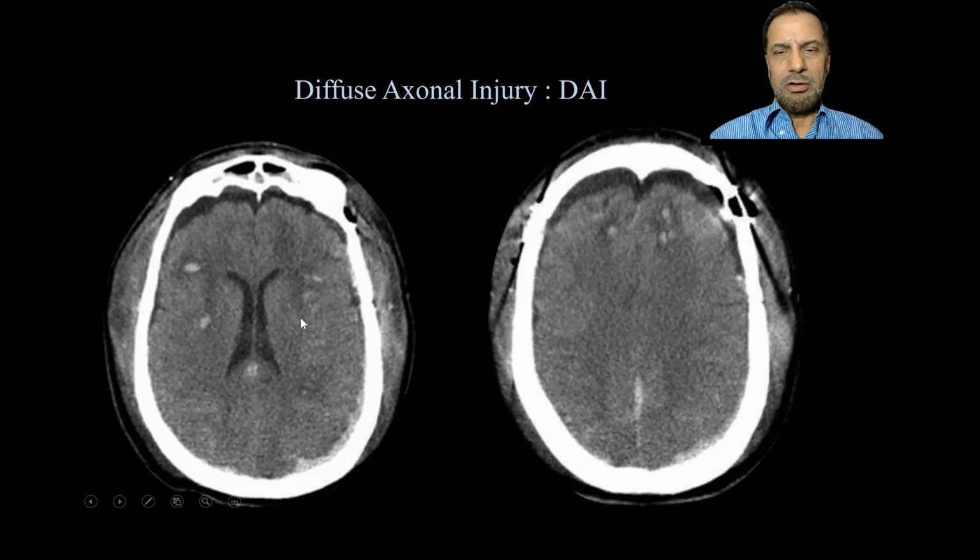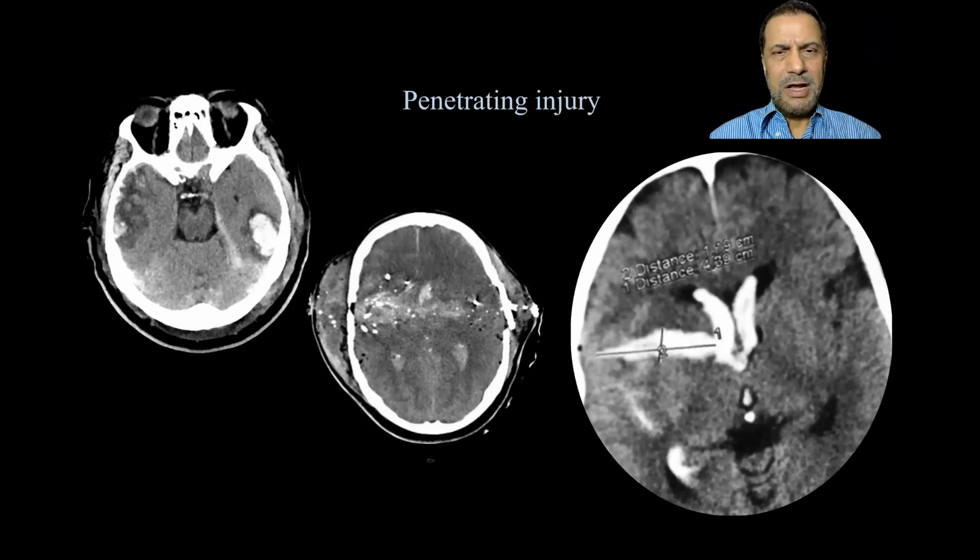These patients, although the CT looks pretty benign, do not wake up well, and many of them may become even vegetative. So, in a high velocity injury, even if the CT scan looks pretty normal, the patient may do pretty badly in prognosis.